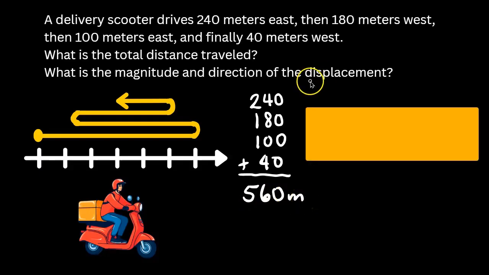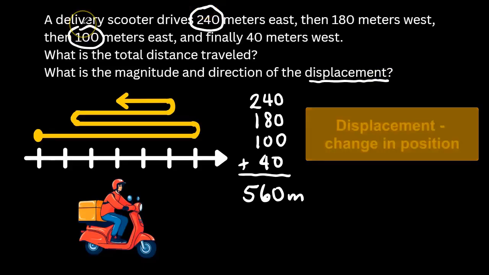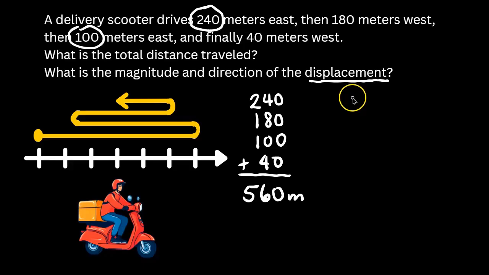Now for displacement, we need to take into account the direction that the scooter is moving. The 240 meters is going east and the 100 is going east. So let me combine those first. So 240 plus 100 is 340. So this scooter is going east 340 meters. Then I'm going to combine the 180 plus the 40 because that's how far it's going west.